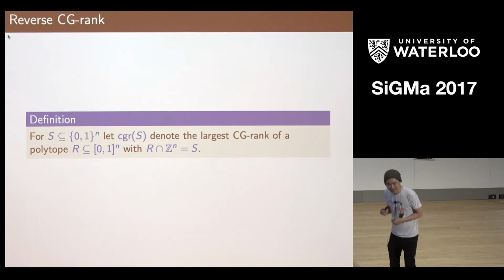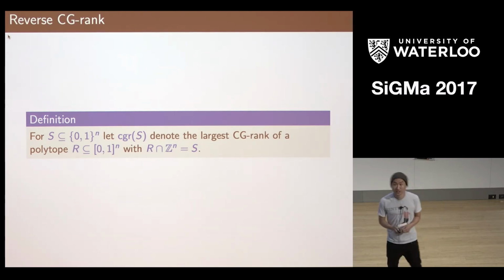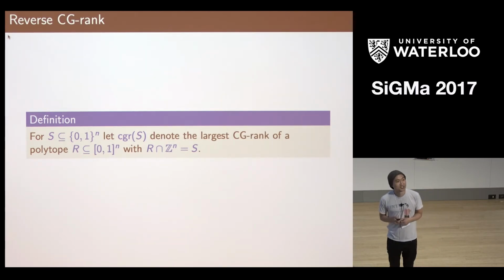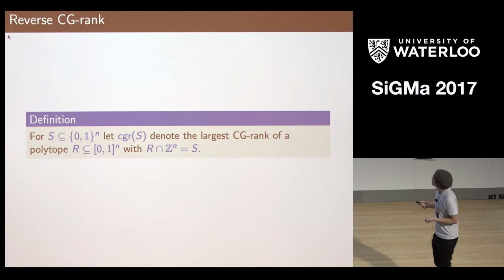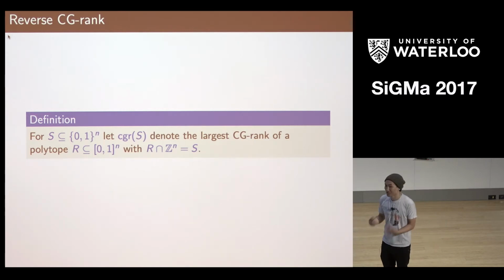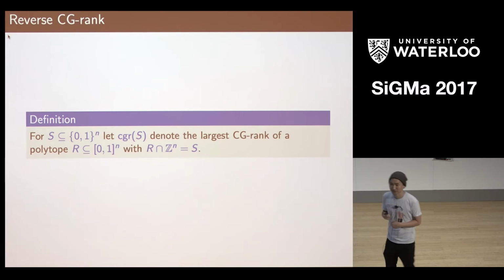And this question is sort of more conveniently phrased in terms of reverse CG rank, right? So reverse CG rank is where you start with a set of 0,1 points S, right? And then you look at all polytopes R contained in the n-cube whose set of 0,1 points is exactly S, okay? And then you take the worst one, right? So you take the largest CG rank among all those polytopes, and we'll call that the reverse CG rank of S, okay?